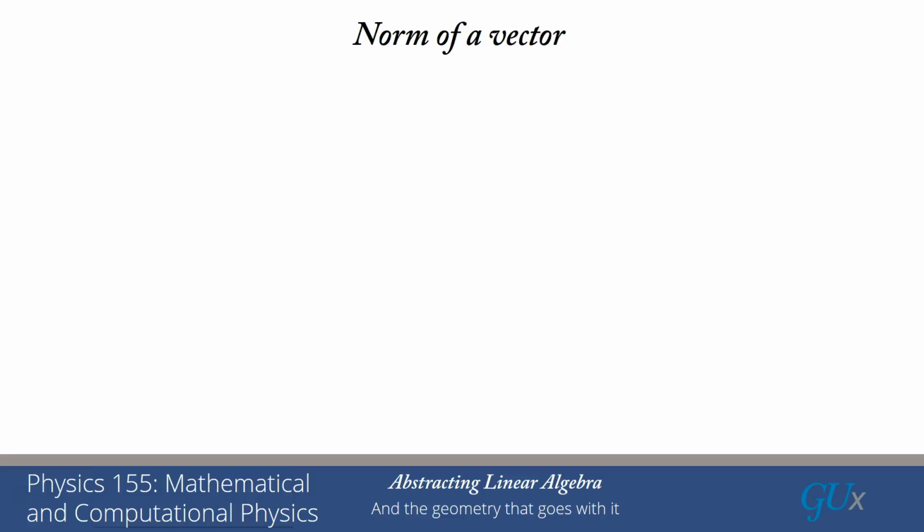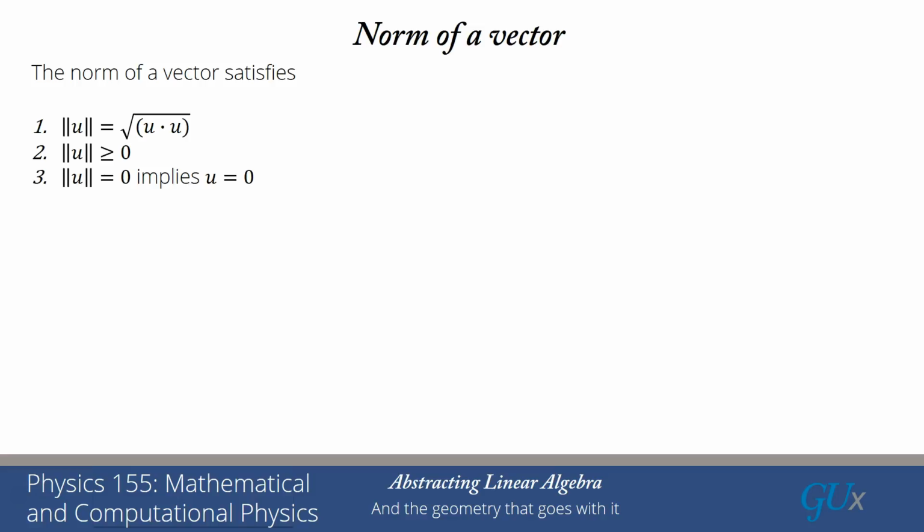The next thing we're going to talk about is the norm of a vector. You can sort of think of this as the length of a vector. The norm of a vector satisfies the following properties. Well, first, here's the definition. The norm is equal to the square root of the inner product of the vector with itself, or the scalar product of the vector with itself. Because of the property of the scalar product, this norm is greater than or equal to zero. And if the norm is equal to zero, that implies u is equal to zero. This just follows from the properties of the scalar product.